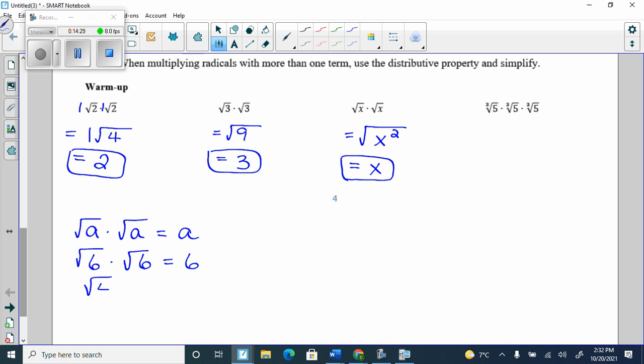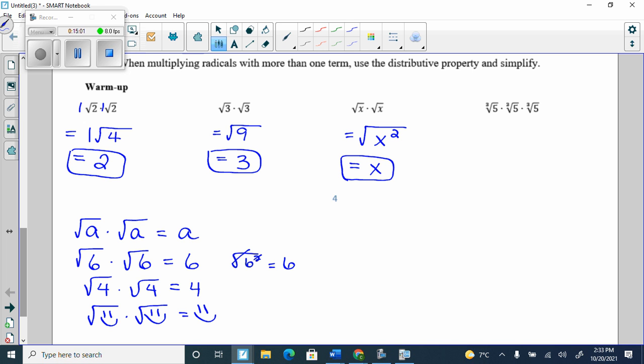Root 4 times root 4 is 4. Because you just make these numbers squared under a square root, which cancels the squared and square root off. Technically, root 6 times root 6 is actually root 6 squared. These cancel, so I'm left with just 6. So whenever you multiply two roots together that are the same, you get just the answer without the radical. So like root smiley face times root smiley face would equal smiley face.